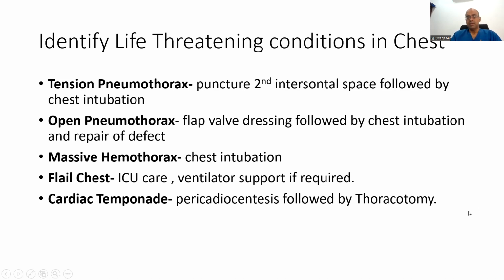So the second life-threatening emergency is open pneumothorax. Open pneumothorax means there is an open wound in the chest which is communicating with the pleural cavity. So in this condition, we need to place a flap valve dressing which is open on one side so that the atmospheric air does not enter the pleural cavity during inspiration, and that flap valve allows the air to escape from the pleural cavity during expiration.